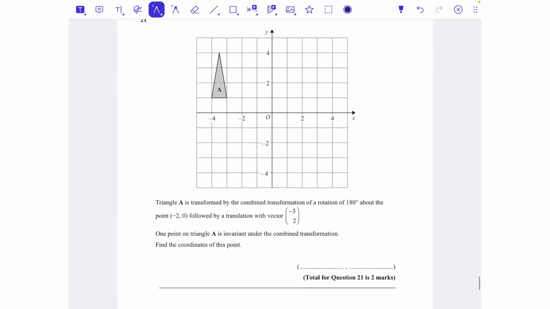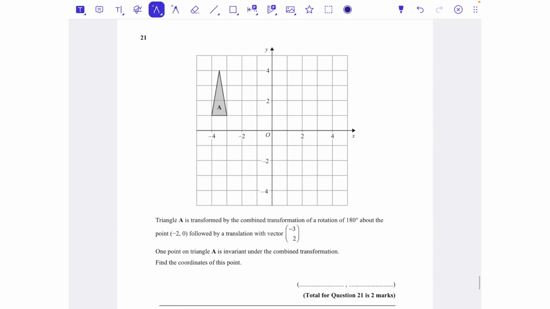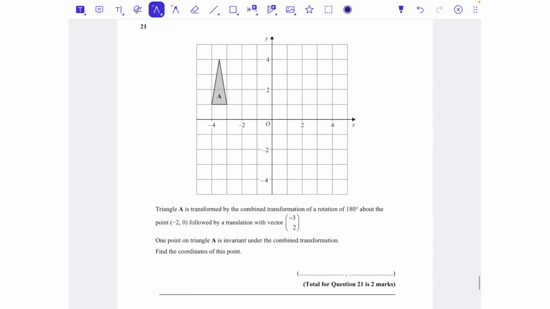Question number 21. Triangle A is transformed by the combined transformation of a rotation 180 degrees around the point (-2, 0). So if I'm rotating it around the point (-2, 0), it's going to end up down here like this. That would be a rotation 180 degrees. And then we're doing a translation by the vector (-3, 2), which means 3 left and then 2 up.